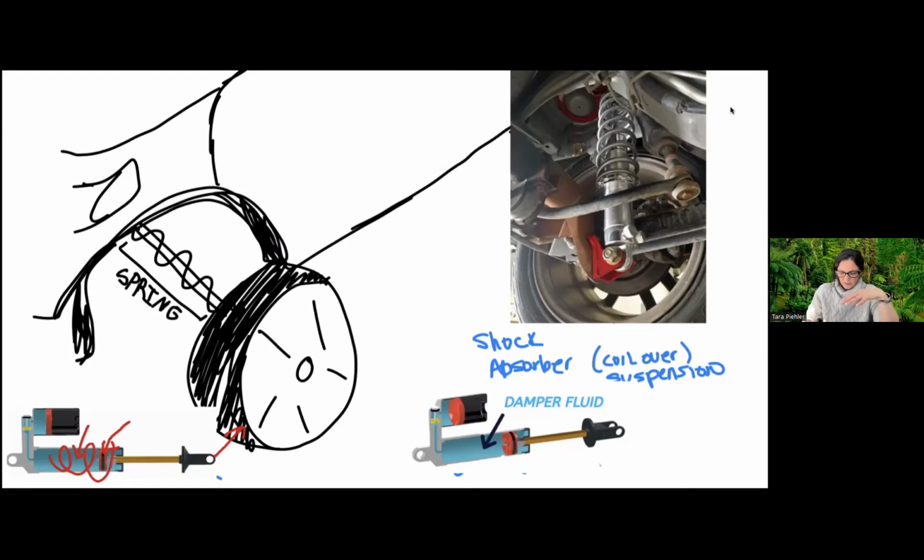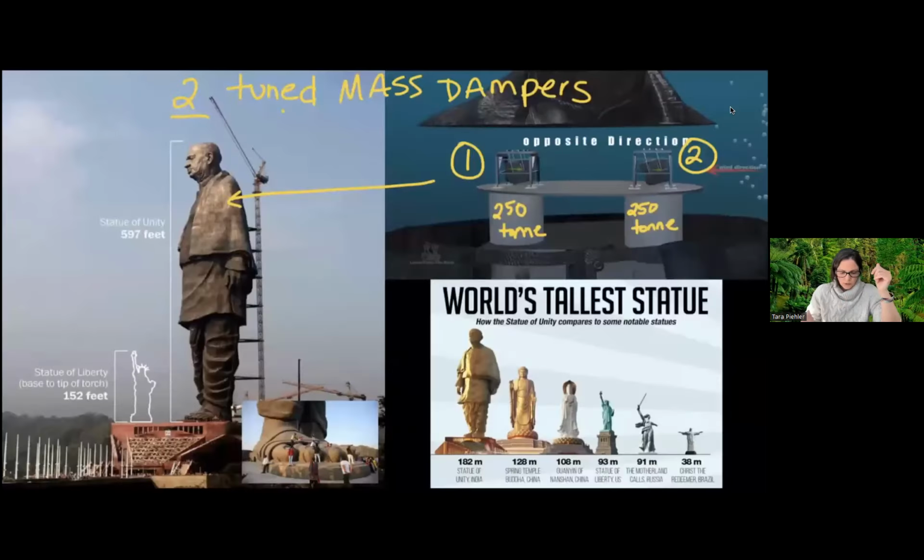Another example of why we would use tuned mass dampers. Who knows this guy? It is literally the tallest statue in the world. Who knows this one? The Buddha guy. It is in India. Has anybody ever gone to it? I've never been to India. I've never left my country.